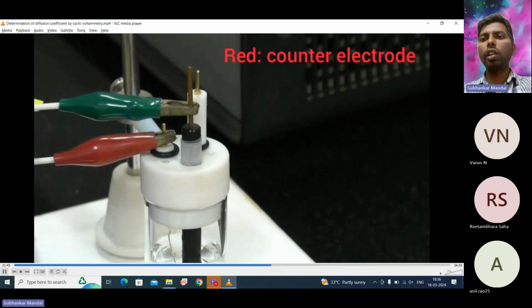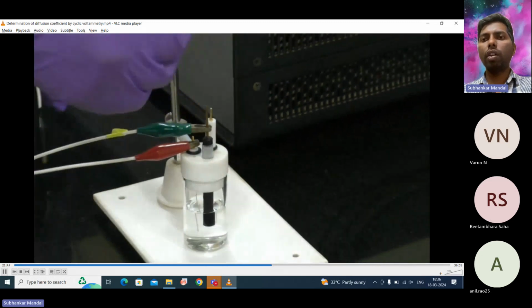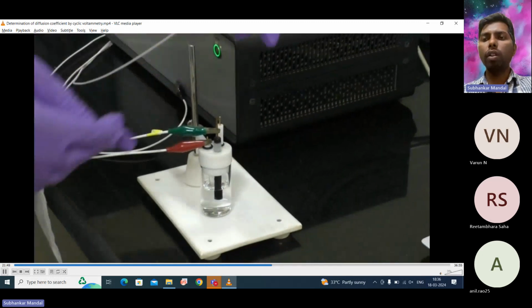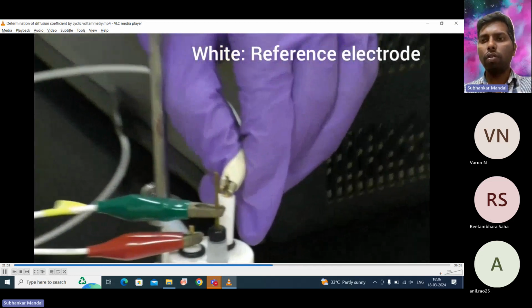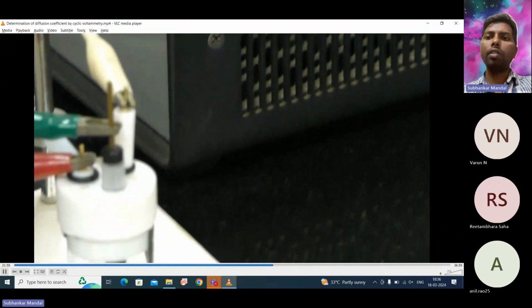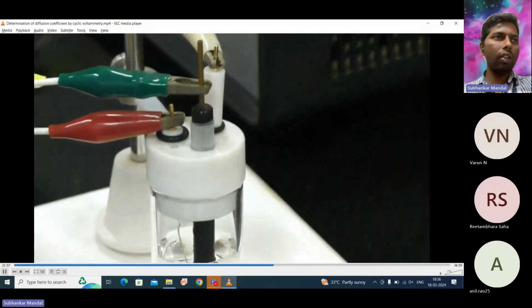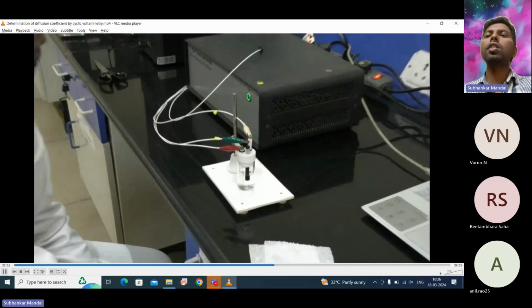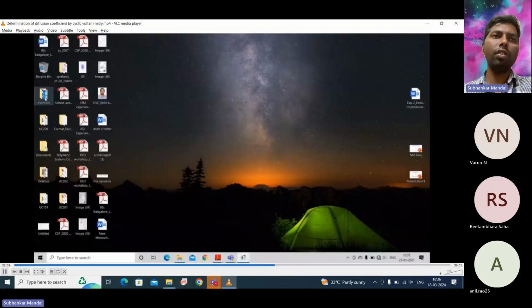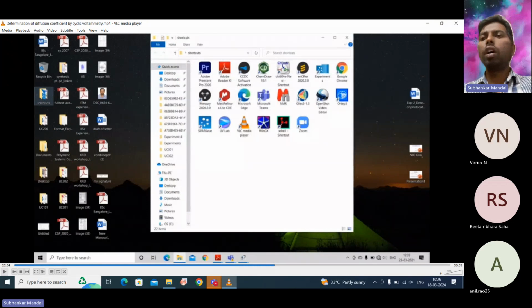So that counter electrode is connected with the platinum wire counter electrode, and this white one is called the reference electrode lead. That is connected with the reference electrode, and there is another lead also there, that is the black one. Here you can see it is on top of the potentiostat. This black one is basically the grounding.